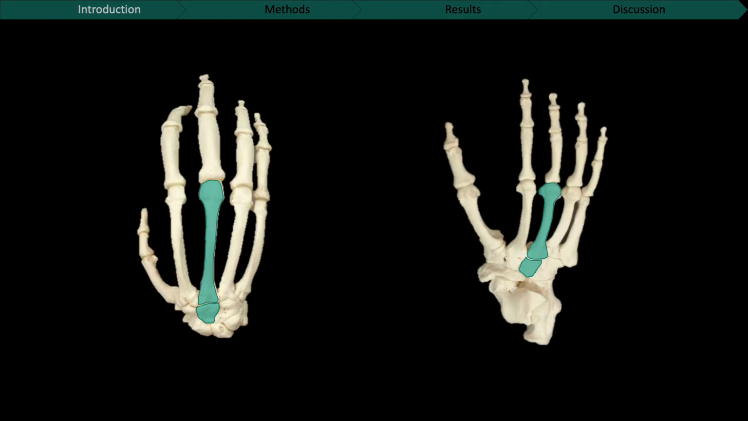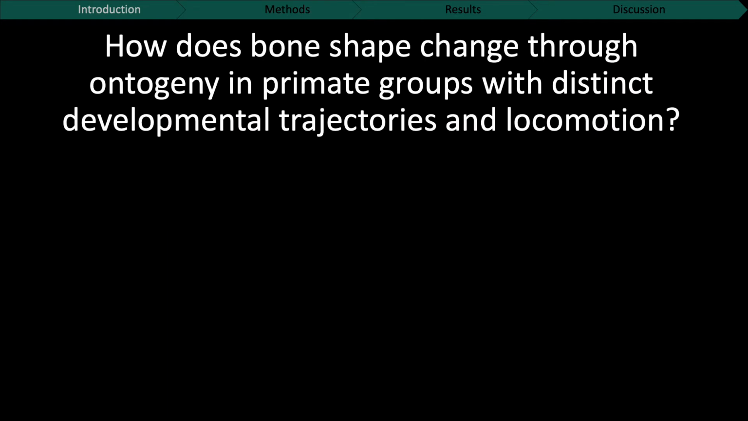I'm interested in the hands and feet, which interact directly with the substrate during locomotion. So looking at the hands and feet of 5 primate taxa, I'm exploring how does bone shape change through ontogeny in these primate groups that have distinct developmental trajectories and locomotion.